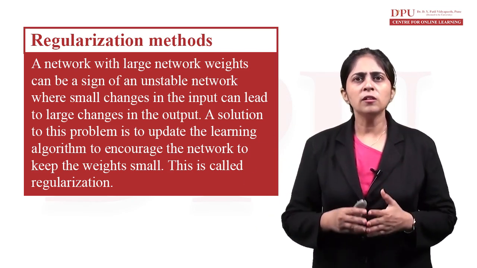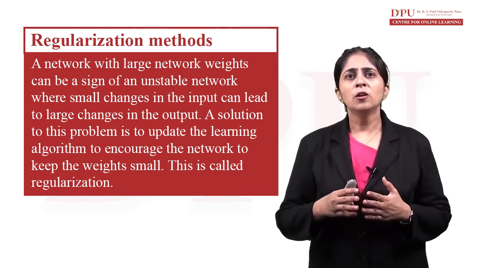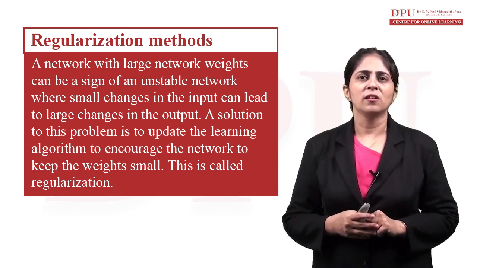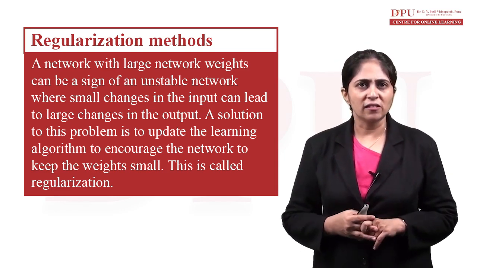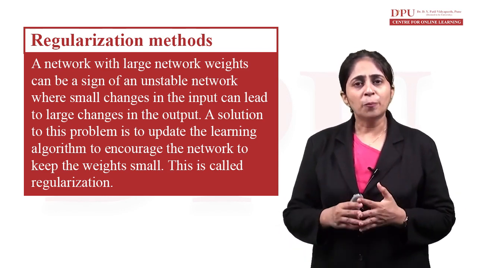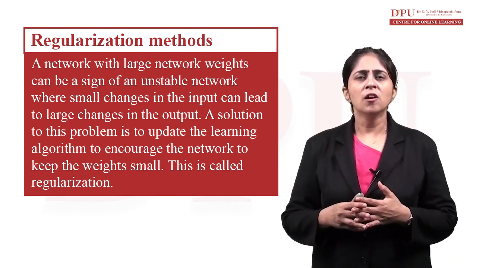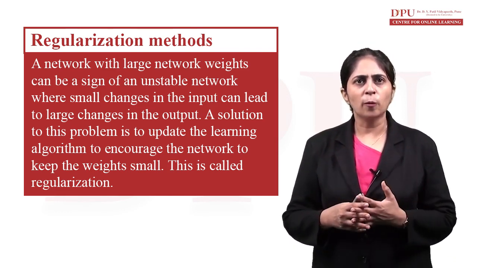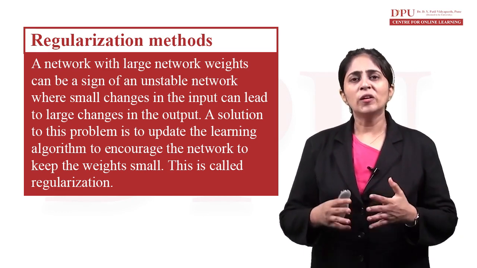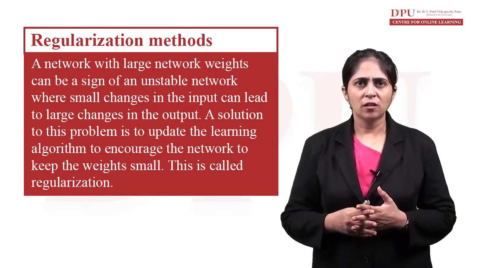The solution to this kind of problem is to update the learning algorithm to encourage the network to keep the weights small. That is called regularization. So basically, what is regularization? The process of introducing certain additional information to solve an ill-posed problem, or to prevent overfitting. How does overfitting happen in our network? It happens because of large weights.